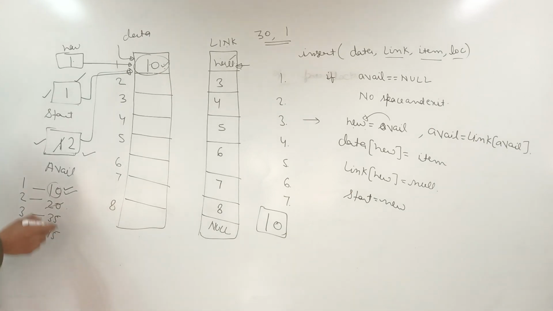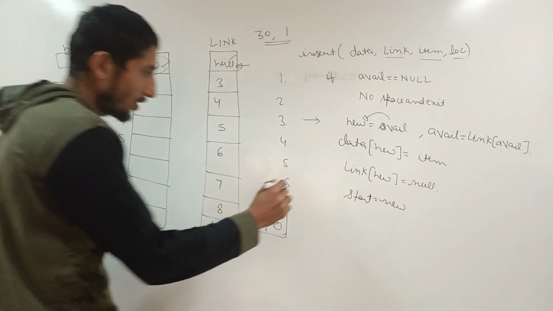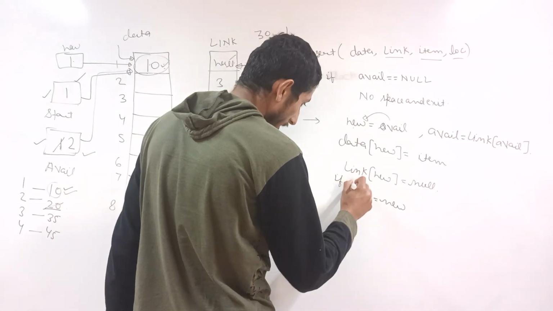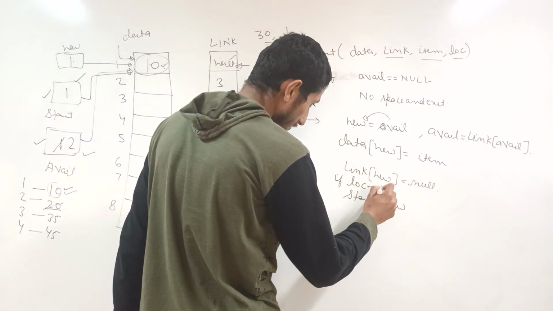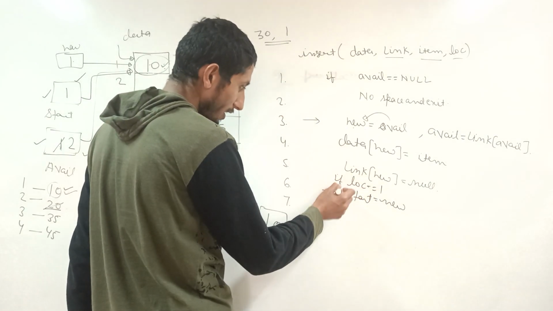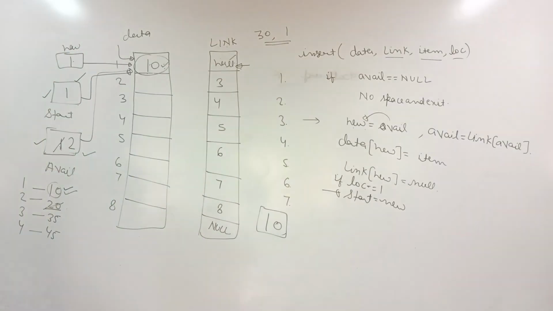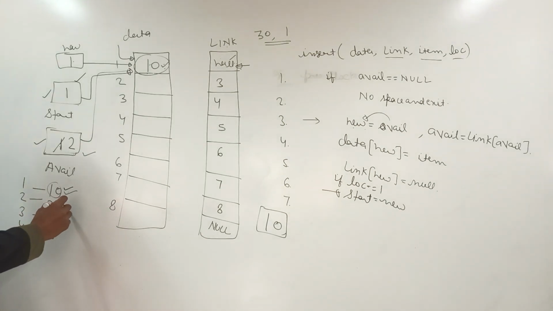Okay, so the next block is 20. This time I am going to insert 20. So we have to put an if condition, if loc equals 1, because it will happen in the case of the first block only. Let me explain first, then I will modify this algorithm. This time I am going to insert 20.